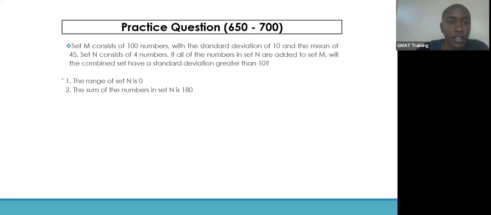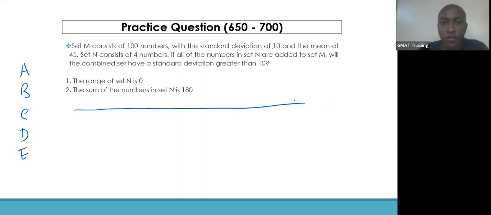All right, let's write down the answer choices for this one. This question: Set M consists of 100 numbers with a standard deviation of 10 and a mean of 45. So yes, it's a standard deviation question. You have right there the mean is 45, and the standard deviation is 10.